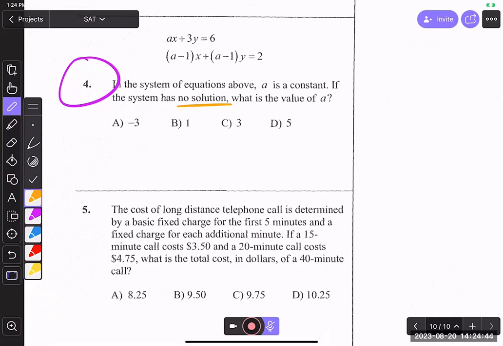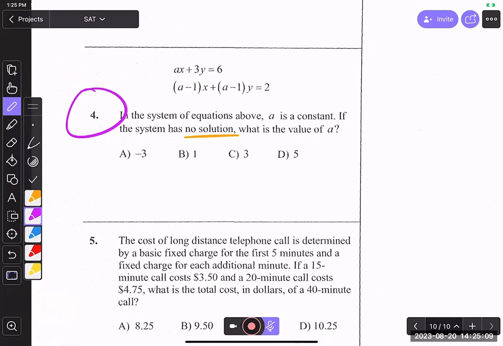The ratio between A1, A2, B1, B2 is not equal to C1, C2. Right, so basically the ratios of the x coefficients and y coefficients are going to match. This is going to match, but this is not, right? So we can't say that the ratio is actually 3 to 1. Does that make sense? Yeah. Okay.